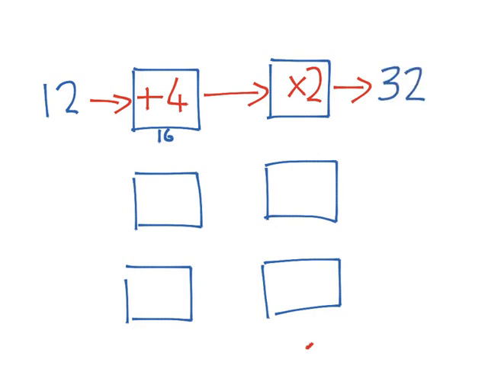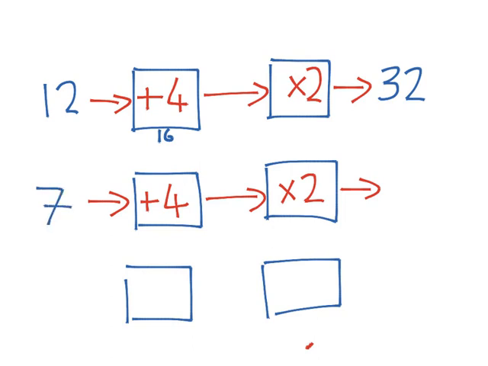I want you to have a go at the next one. So if my first function machine is plus 4 and my second is multiply by 2, what would the output be if the input was 7? So if the input was 7, 7 plus 4 is 11. 11 times 2 is 22. Did we get 22?